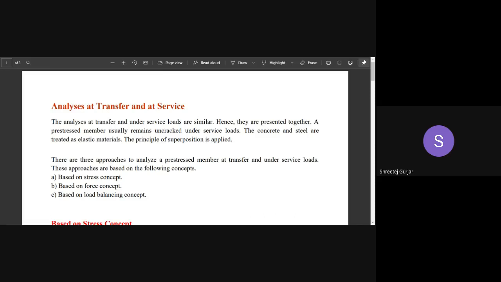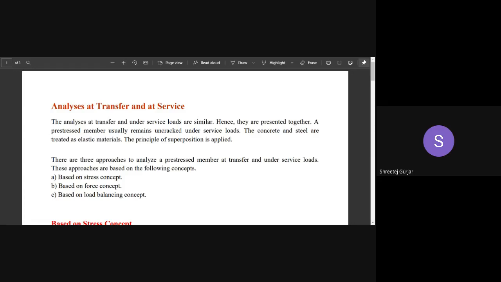Next, a pre-stressed member usually remains uncracked under service load, right? I have explained to you how under service load a pre-stressed member is uncracked. There are no tensile forces allowed in your pre-stressed member. That is a type 1 structure, wherein no tensile forces are allowed. Even though live loads are coming on top of it and the member is at service, it is not experiencing any amount of tension, hence there will be no cracks. The pre-stressed member remains uncracked under service load.